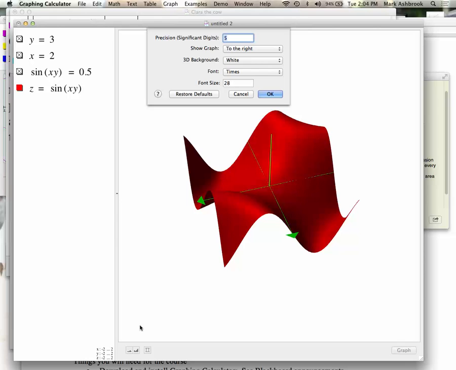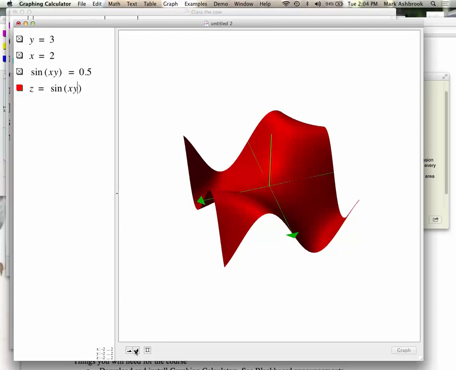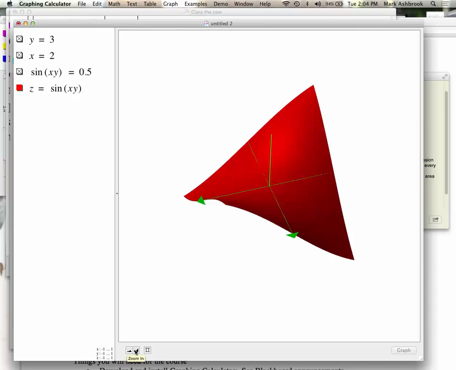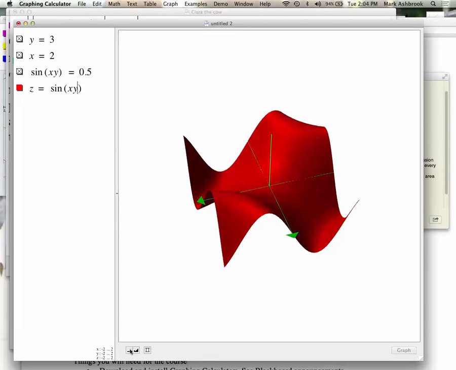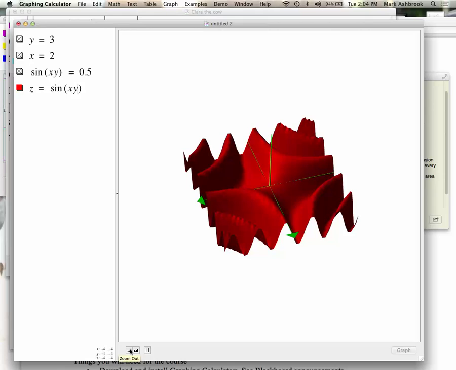So now you can zoom in and out here. This is showing -1 to 1 for all quantities. This is showing -0.5 to 0.5 for all quantities. Zooming out, this is showing -4 to 4 for all quantities. Like I said, you can change those manually, or you can use the zoom out and zoom in button.